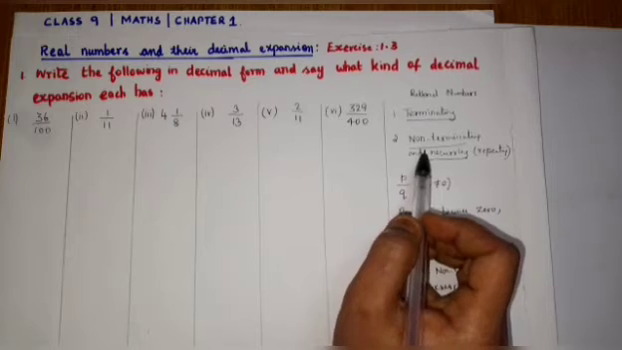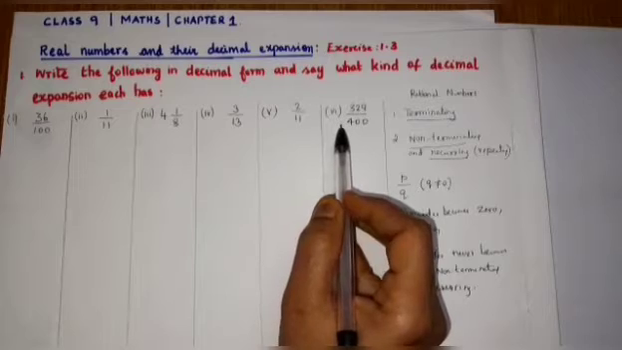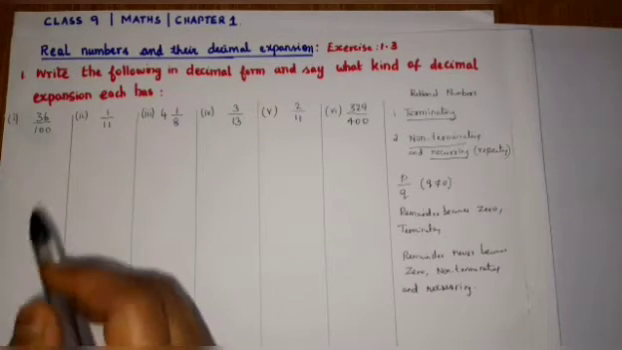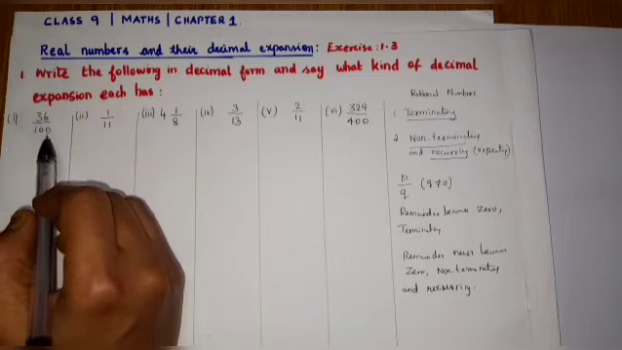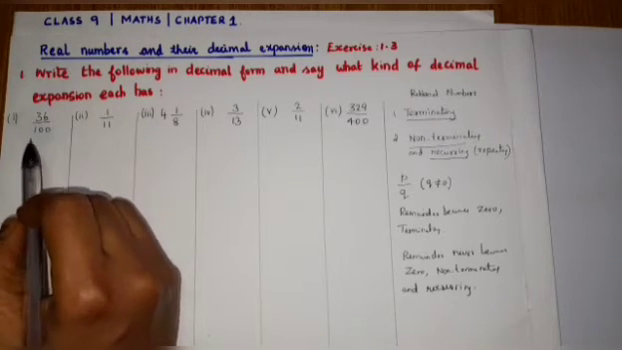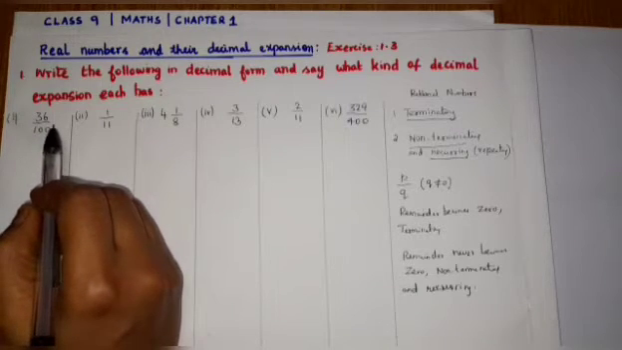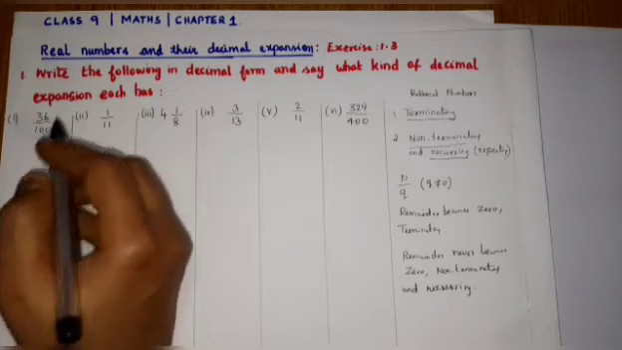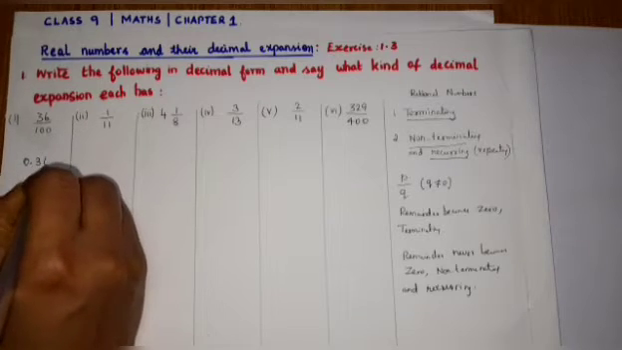So on the basis of these two kinds, we are going to say what kind of decimal expansion each of these 6 numbers has. First one is 36 by 100. In the denominator you find a number having 2 zeros. Therefore the point after 6 will jump 2 digits towards the left. Therefore, we can write 36 by 100 as 0.36.